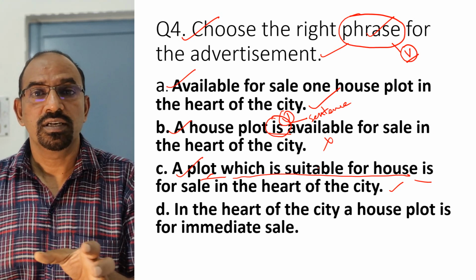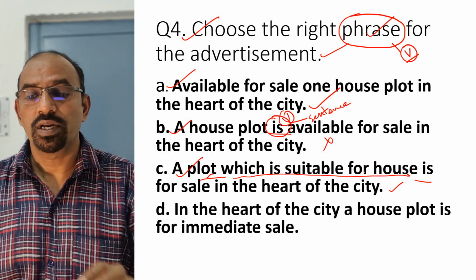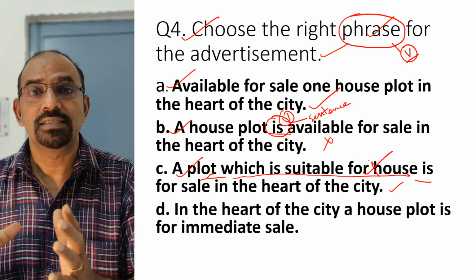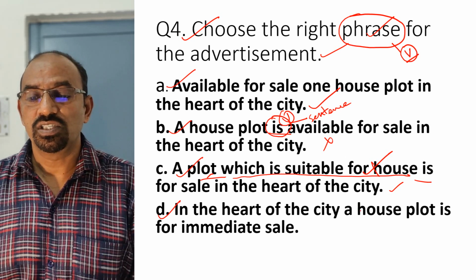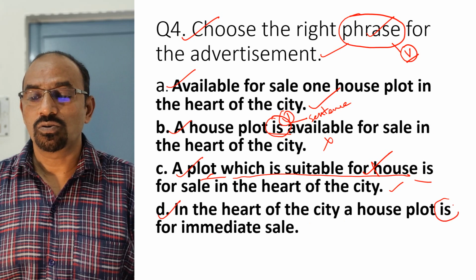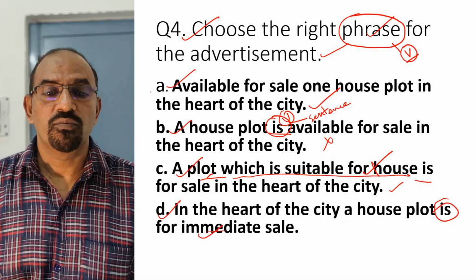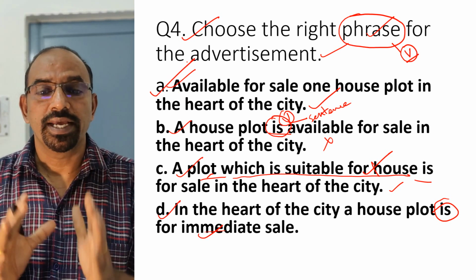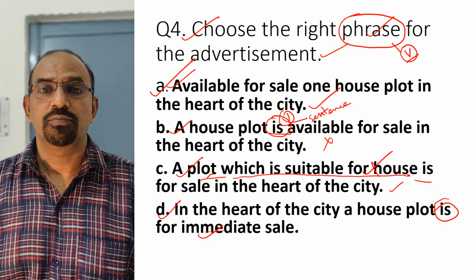It is not a creative writing item. It's only a classified advertisement. You have to minimize the words to the minimum. Look at the next one. In the heart of the city, a house plot is for immediate sale. This is also a sentence, not a phrase. So the suitable one is A. Available for sale, one house plot in the heart of the city. Let's move on to another type of question.